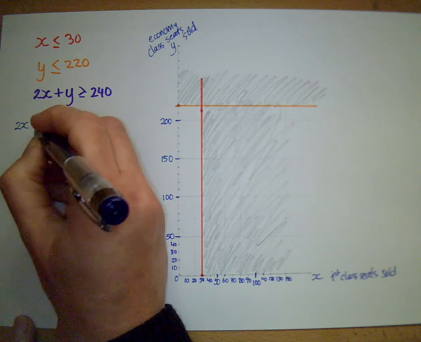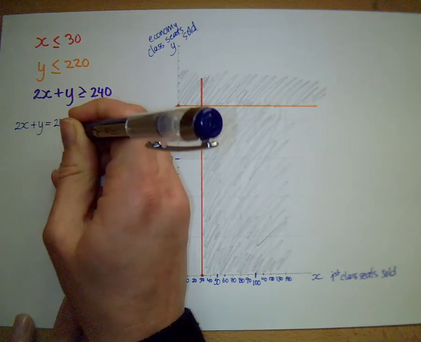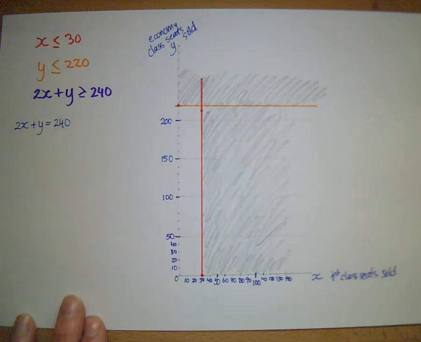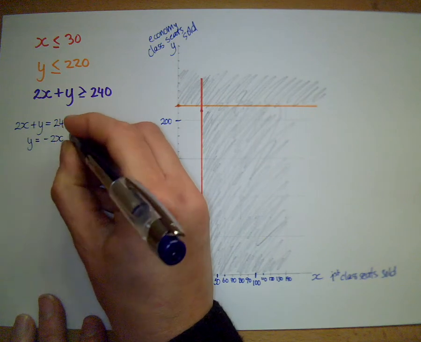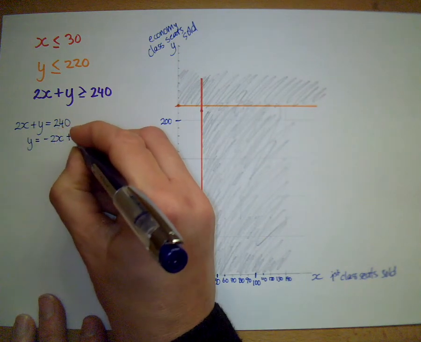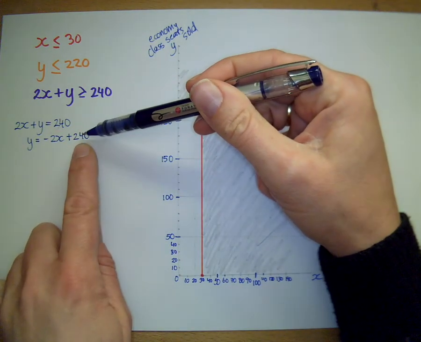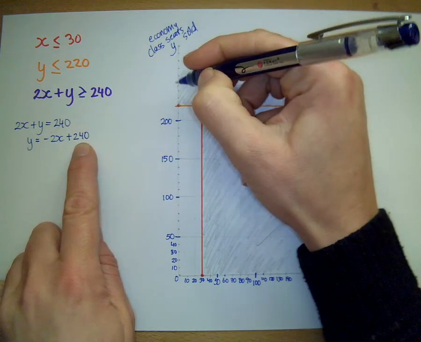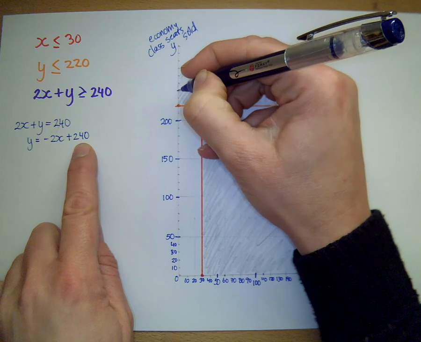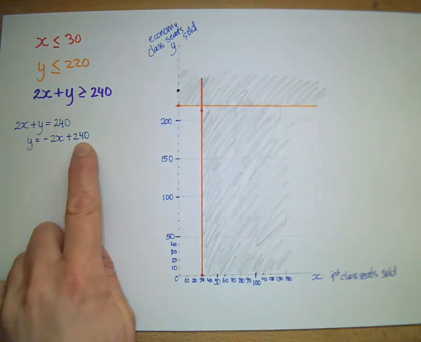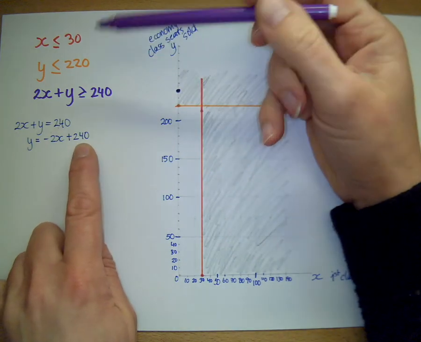2x plus y equals 240. That's the line that we're going to draw. Would it look better if we changed it to y equals mx plus c format? This helps us identify the y-intercept, so it's going to cross the y-axis at 240. Here, let's make it purple because it's our purple line. It's going to cross the axis at 240.